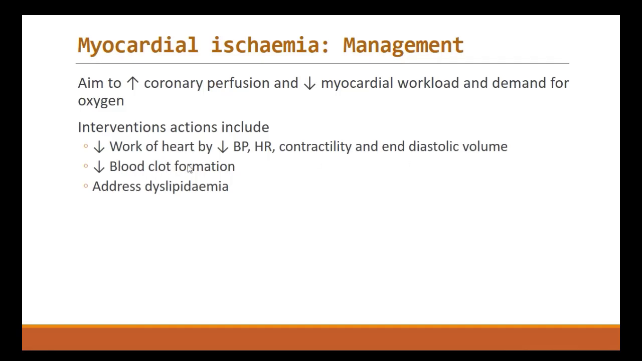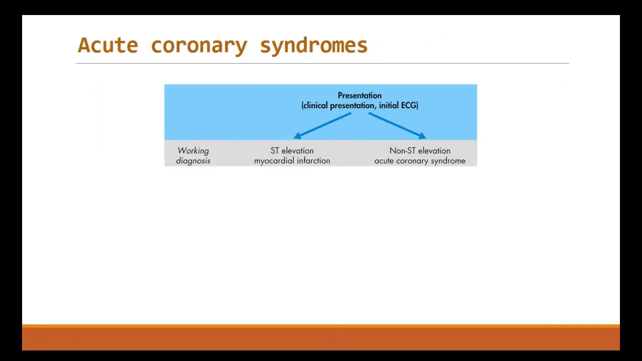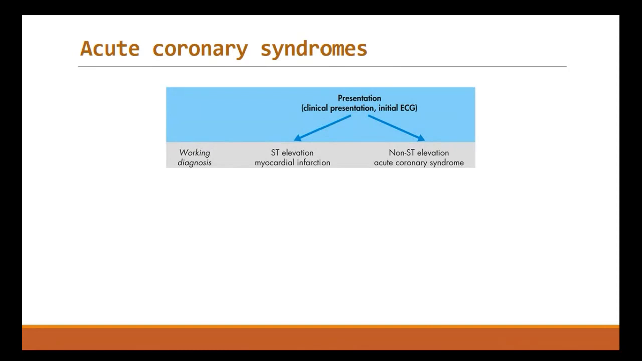You decrease blood clot formation, because in most cases it is due to atherosclerosis. You don't want thrombus to form in these patients, so you try to prevent thrombus formation. And if there is dyslipidemia, then you treat that. You can give statins or other drugs if needed, right? Make sense? Now moving on from ischemia, let's move on to the next stage, which is acute coronary syndrome.